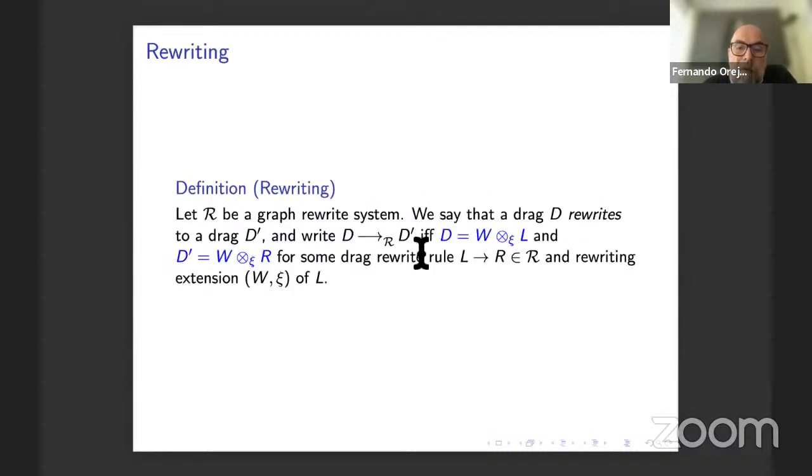So the idea of rewriting is, as I explained before, the following one. We have that D rewrites to a drag D prime if D is the composition of some drag W and L. That was the idea, that L is in a way included within D, and the result D prime is W composed with R. So we replace L with R when doing the rewrite step.